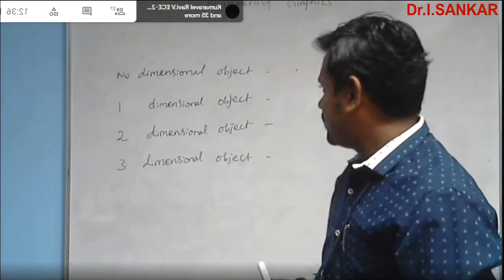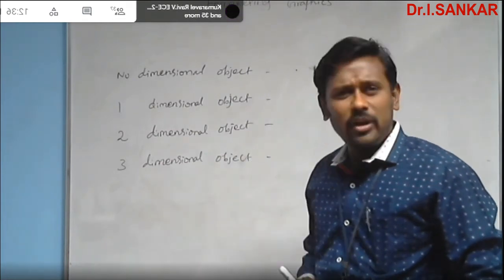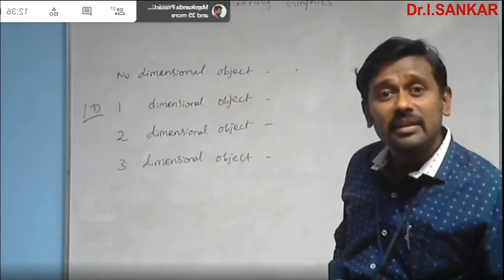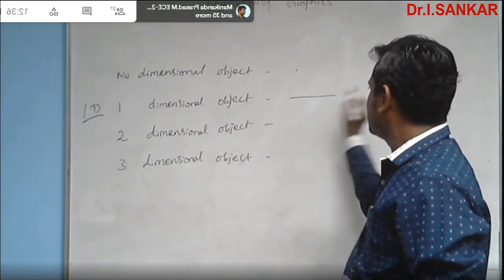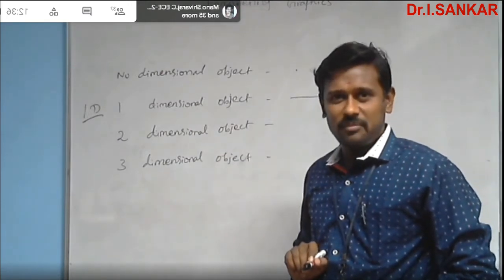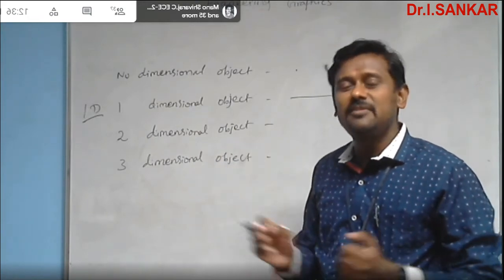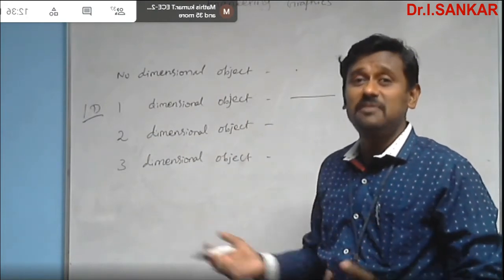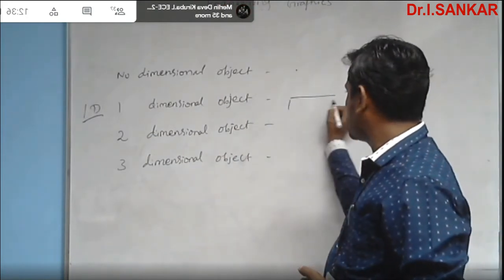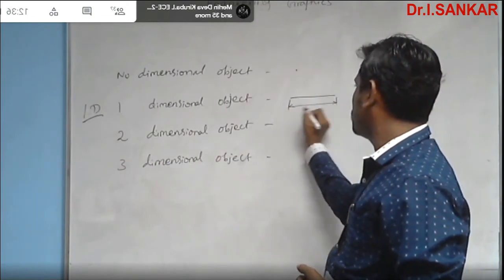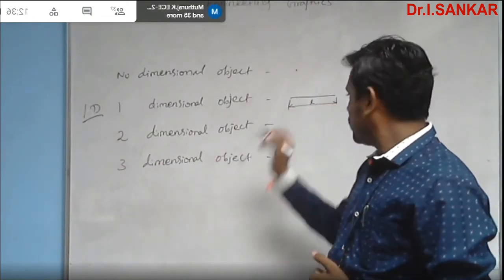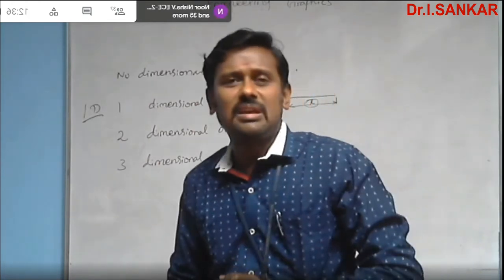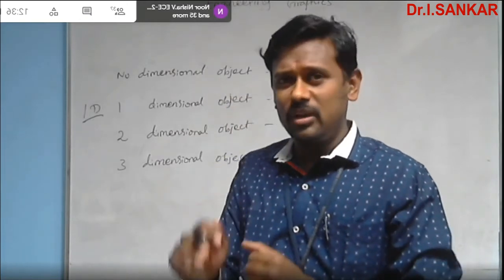Okay. And what can be a 1-dimensional object? That is 1D, the straight line. A straight line can be a one-dimensional object. You can measure the length of a straight line, but it is not possible to have the breadth, thickness, width or height for a straight line. You can just measure its length. So this object has only one dimension. This object is called a one-dimensional object or 1D object.